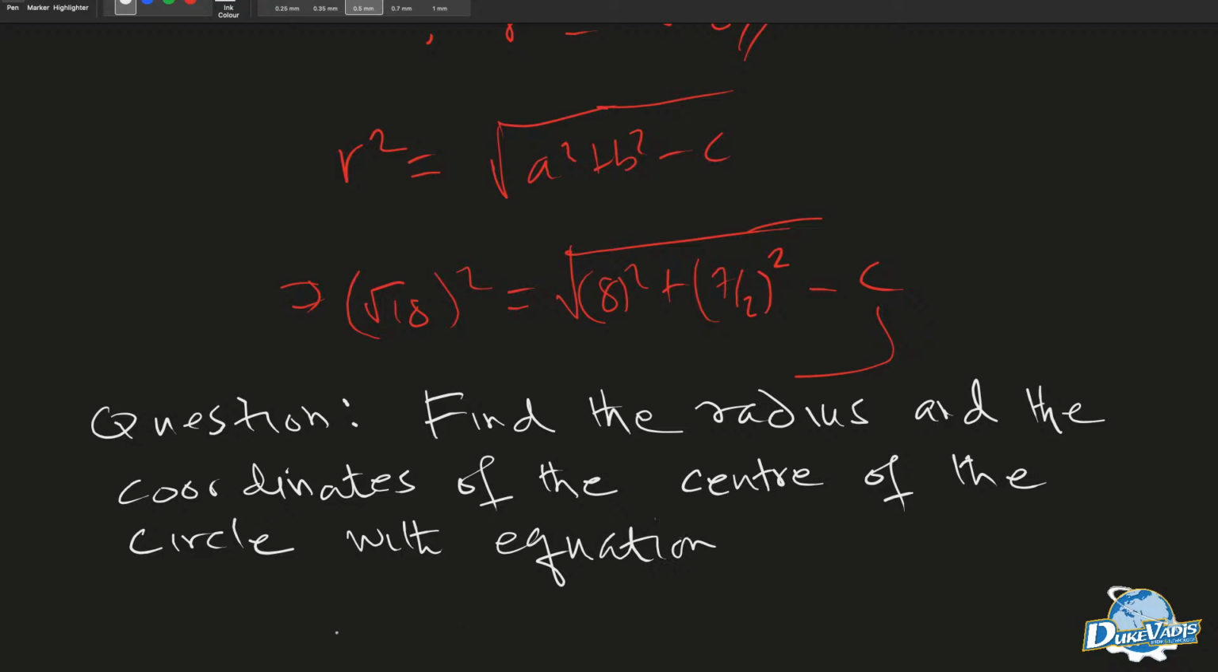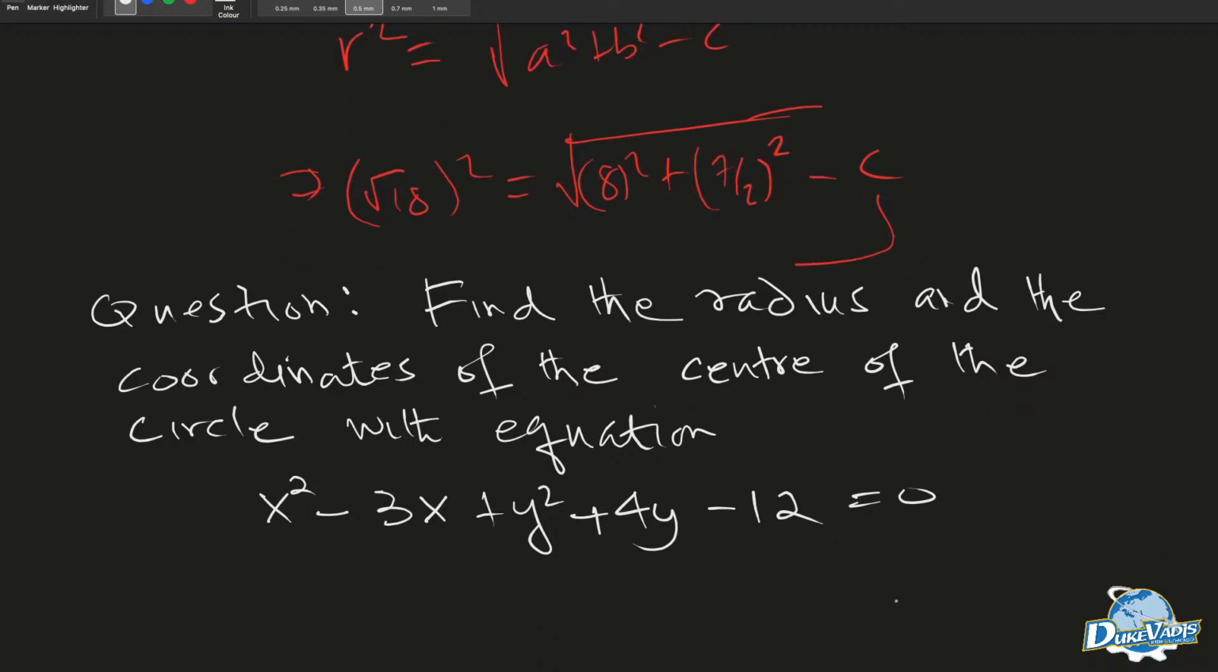x squared minus 3x plus y squared plus 4y minus 12 is equal to 0. You see, as I said before, this is always two quadratic equations in one. Okay, two quadratic equations in one.